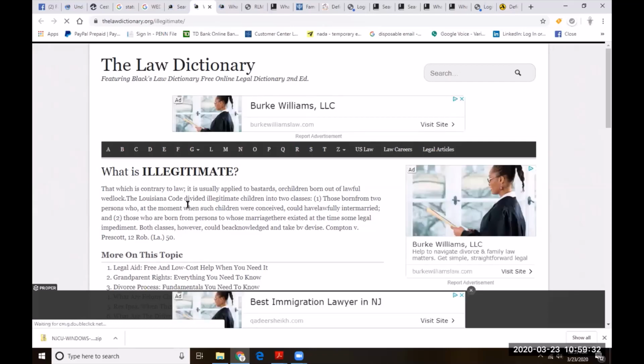The Louisiana Code divided illegitimate children into two classes: those born from two persons who, at the moment when such children were conceived, could have lawfully intermarried, and those who are born from persons to whose marriages together existed at the time some legal impediment. Both classes, however, could be acknowledged and take by devise. Illegitimate child.